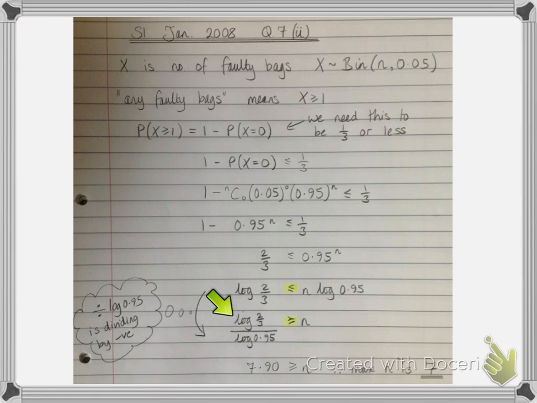So on the calculator, log of 2/3 divided by log of 0.95 gives us 7.90. Now n is less than or equal to that, and we were asked to find the maximum value of n. So n is an integer, it's the biggest integer which is less than 7.9. So it's going to have to be 7. So our final answer for this part of the question is that the maximum value of n is 7.